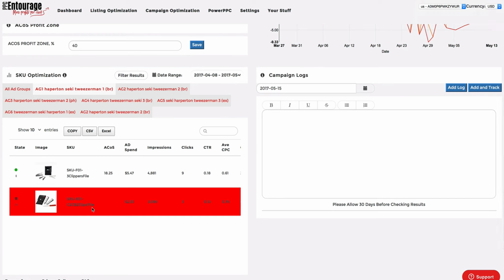So that is SKU optimization, the most basic form of optimization, just pausing the SKUs that are not performing well based on your ACOS and where you want that to be for a particular SKU.